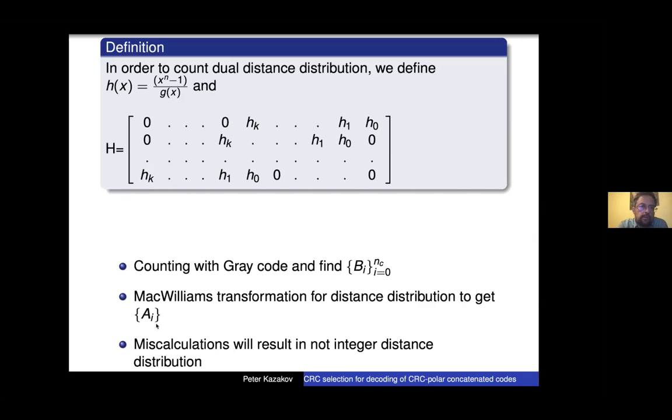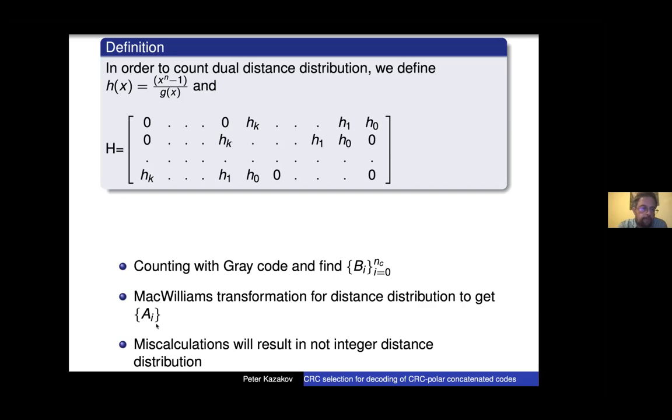Once we calculate the dual distance distribution, we can use the Gray code to go through all combinations, 2 to the power p minus 1. And when we calculate the weight, we can use the MacWilliams transformation for distance distribution to get the distance distribution of the normal code.